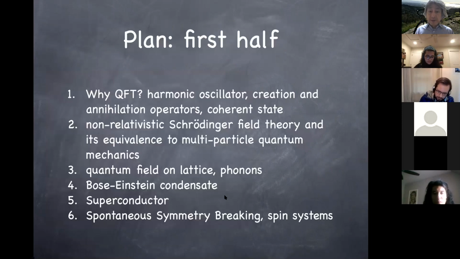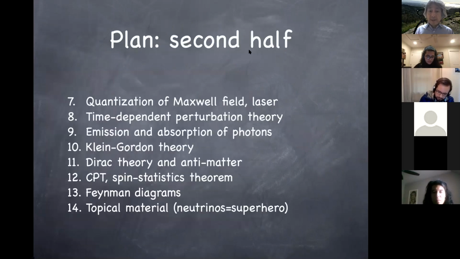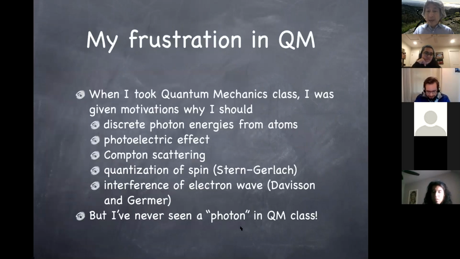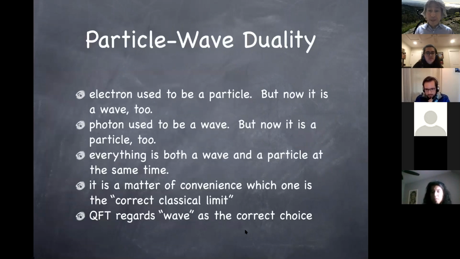I talked about these topics in the first half, and these in the second half. For topical material, I chose to talk about neutrinos being superheroes who might have saved us from complete annihilation, right? So that was topical material. But now you see everything I advertised at the beginning. I said you never see a photon in a quantum mechanics class. Now you do see a photon a lot in QFT. And particle-wave duality is built into QFT.